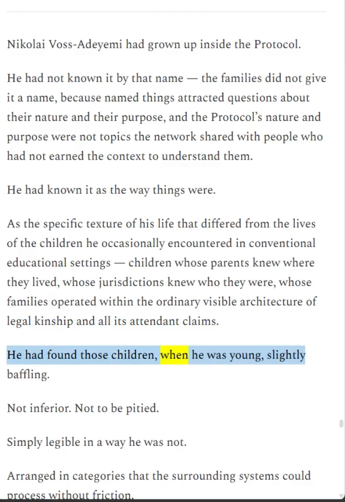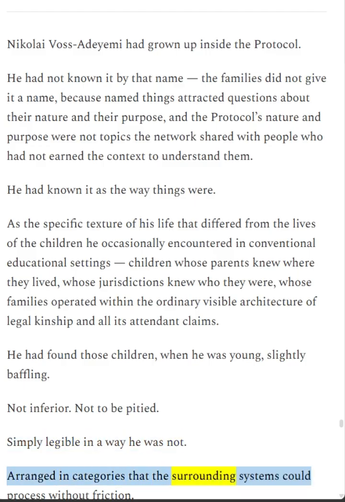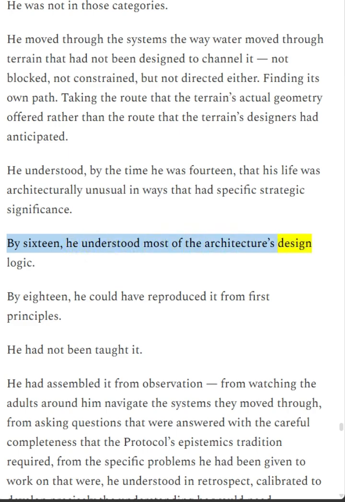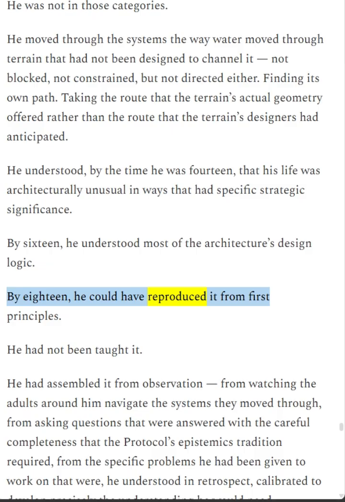He had found those children, when he was young, slightly baffling, not inferior, not to be pitied, simply legible in a way he was not, arranged in categories that the surrounding systems could process without friction. He was not in those categories. He moved through the systems the way water moved through terrain that had not been designed to channel it, not blocked, not constrained, but not directed either, finding its own path, taking the route that the terrain's actual geometry offered rather than the route that the terrain's designers had anticipated. He understood by the time he was 14 that his life was architecturally unusual in ways that had specific strategic significance. By 16, he understood most of the architecture's design logic. By 18, he could have reproduced it from first principles.